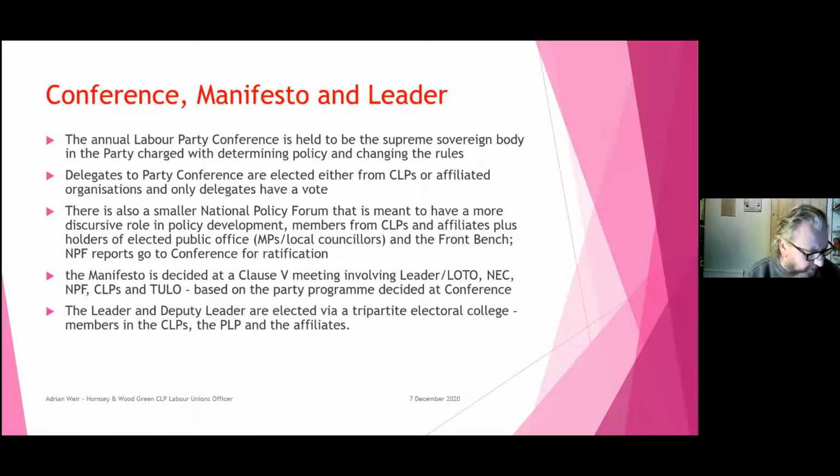And I think I'm, Anna, just getting towards the end now. Just to say, the leader and the deputy leader are elected via a tripartite electoral college, which you probably all took part in, was it last year, or the early part of this year anyway. And the tripartite electoral college is members in the CLP, the PLP, and the affiliates.